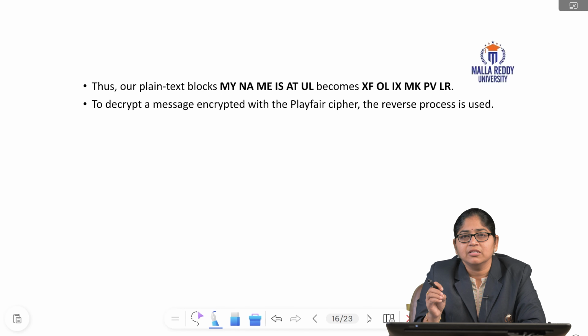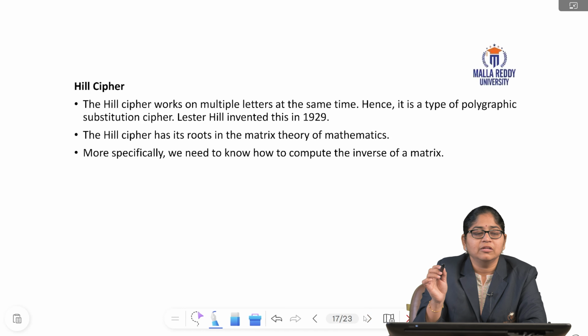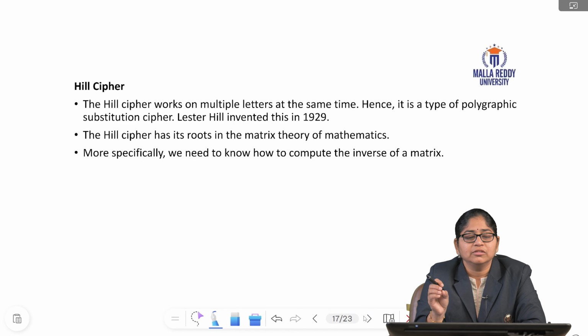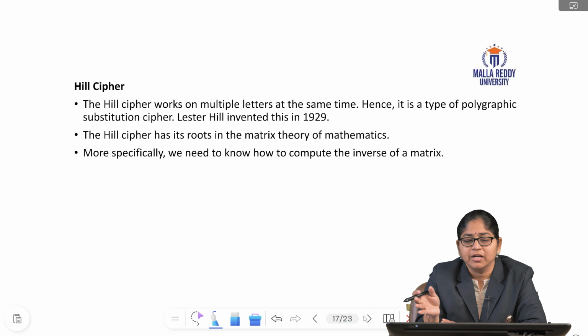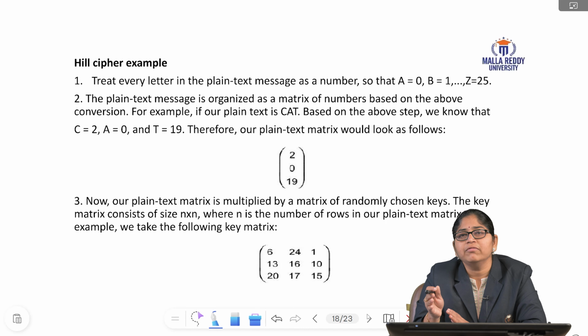So to decrypt the message using Playfair cipher, we need to follow the reverse process. So next cipher is Hill cipher. So what is Hill cipher? Up to now we performed encryption only on a single letter or a pair of letters. Hill cipher works on multiple letters at the same time. In order to understand Hill cipher, we need a basic idea about matrix operations like matrix transpose, matrix multiplication, and we need to compute the inverse of a matrix in Hill cipher. So now we will see the process of encryption in Hill cipher.